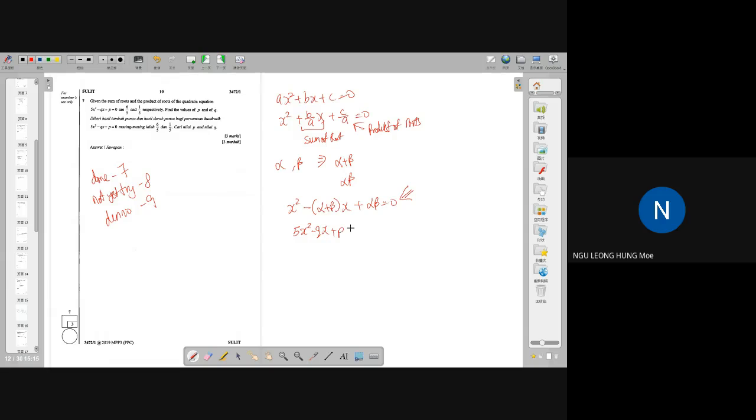plus p equal to 0, which means this one is not yet in the form of this one. We don't have a for the x squared, so every number has to be divided by 5, like this, and then we have to make sure this one must be minus. If this one is already minus, we just leave it, and then we get that the sum of roots is 6 over 5.